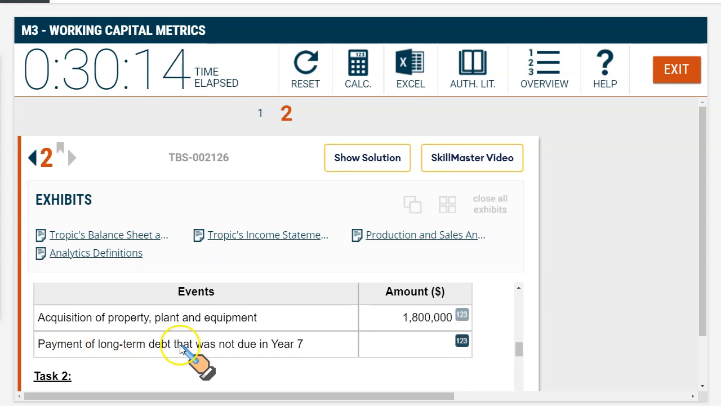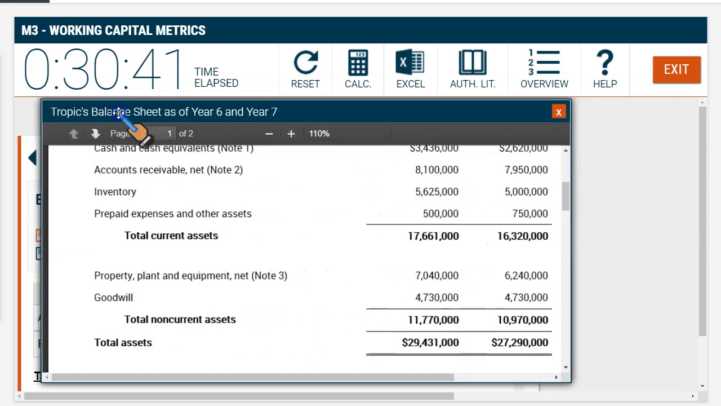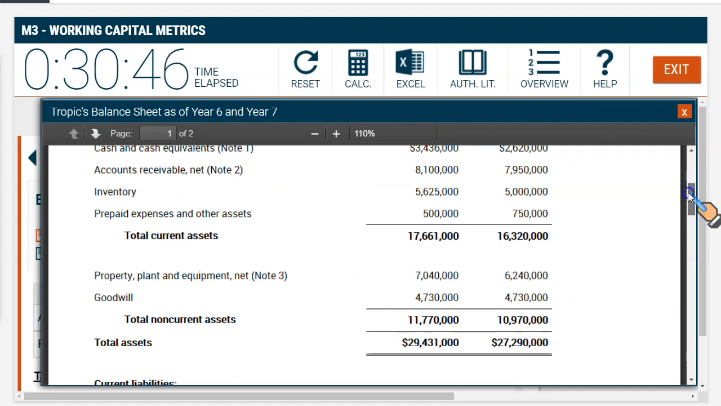Next, payment of long-term debt that was not due in year 7. Now that's a little twisted. Payment of long-term debt that was not due in year 7. For this we need to come again to the balance sheet, and you need to see the long-term liability section of your balance sheet. Let me show you.